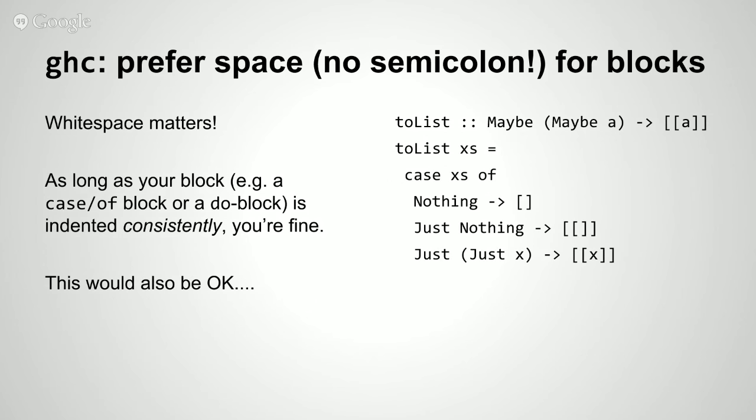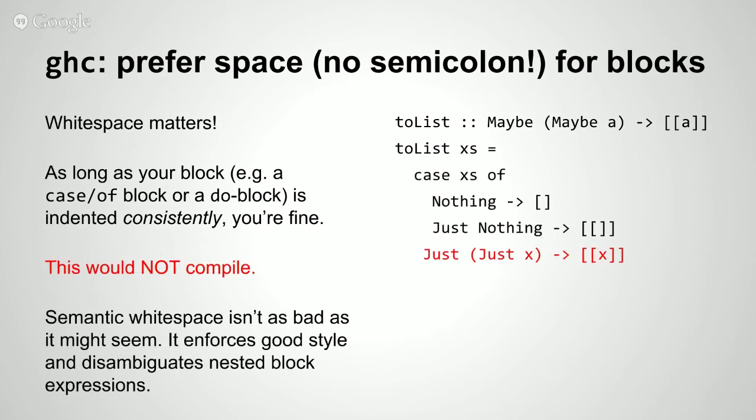And this also works. If you're really trying to keep things from going off to the right and you're only indenting 1 space, again, as long as you're consistent, you're okay. But this one would not compile. I don't think this is as bad as it seems. When I first heard that Haskell had meaningful white space, I was like, what kind of horrible decision is that? But it actually enforces good style, and it's not really that hard to get right.